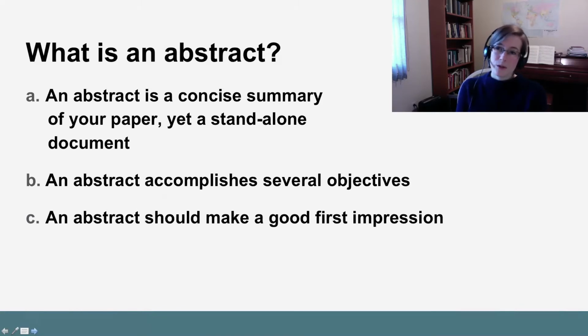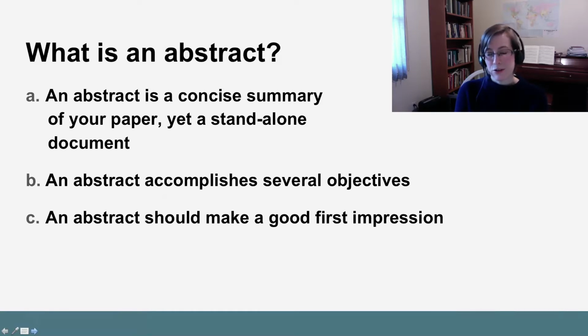And this brings us to our last point, where an abstract should make a good first impression. So if you're writing your abstract as a paper proposal, then you'll want to get your professor excited about your topic. Likewise, if you're writing this for peer review, then you'll want to get your peers excited about your topic.